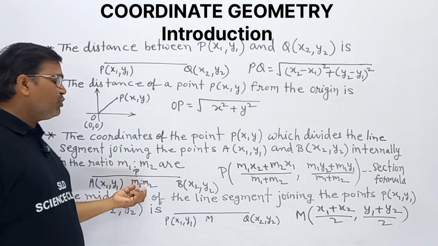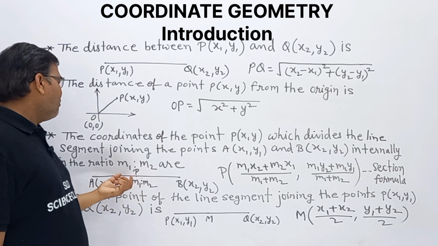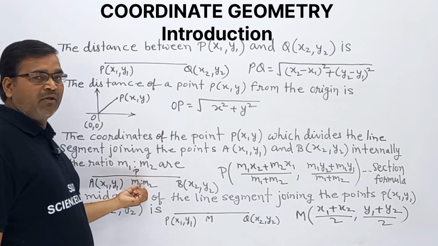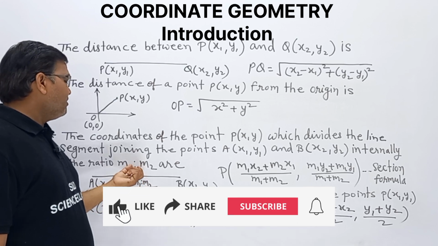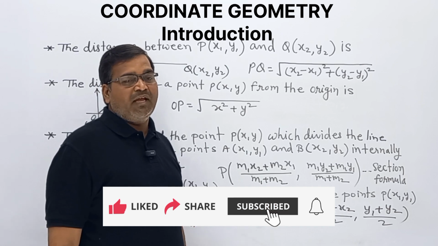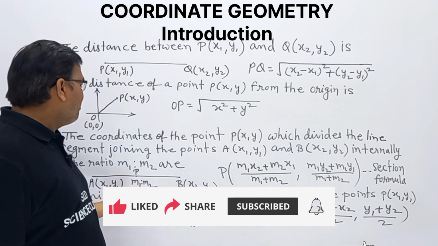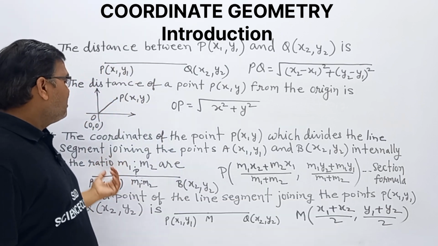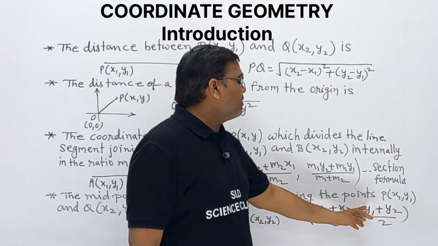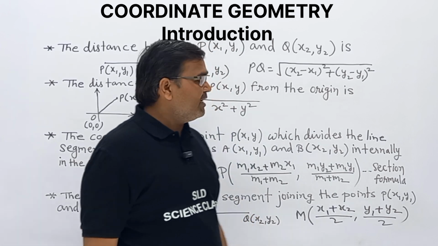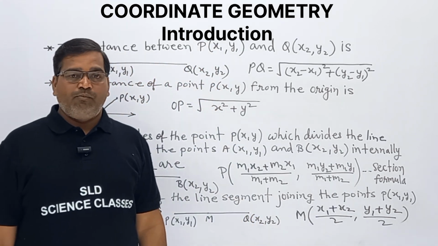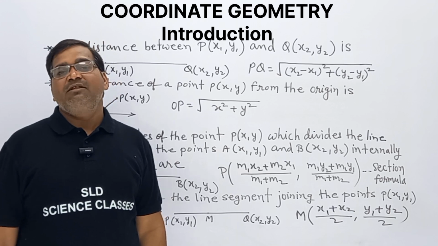Once we have a ratio and want to find the point dividing in that ratio, then we will use the section formula. And the midpoint of a line segment will be (x1 plus x2) by 2 comma (y1 plus y2) by 2. Clear? So these are the important formulas we are using in this chapter.